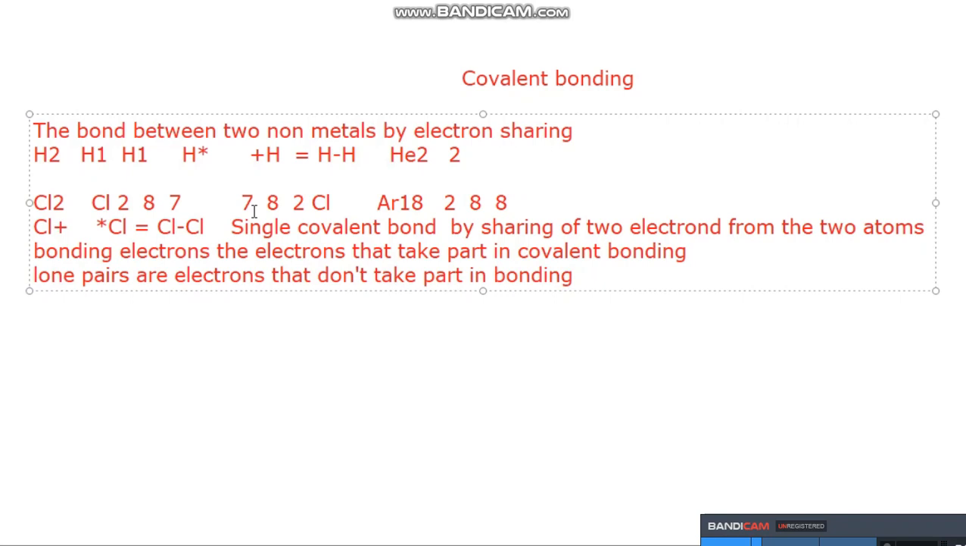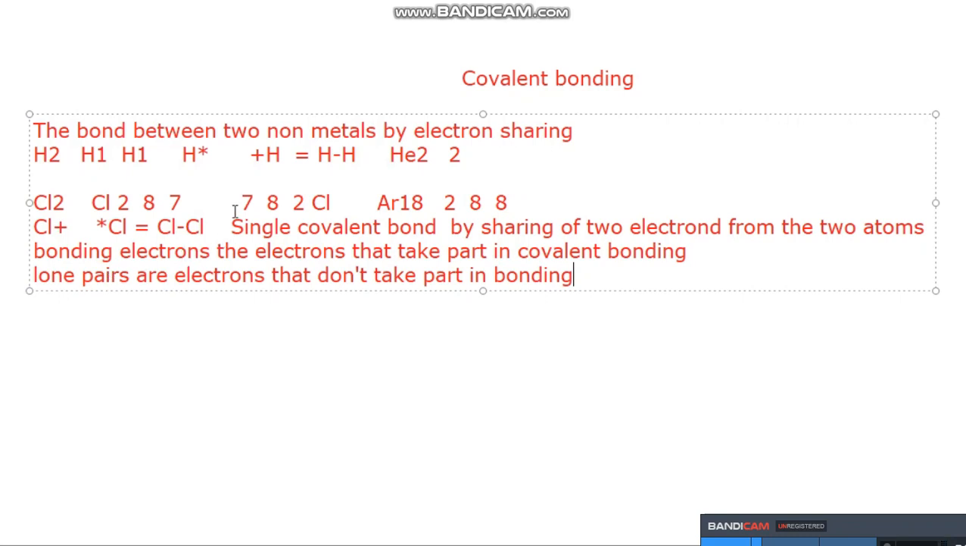So we have here 7 electrons from each atom. One of them will take part in the reaction, in bonding. So it will be called a bonding electron. Okay, so we have here 2 bonding electrons from both atoms. What about the other 6? The other 6 are called what, Lice? Lone pairs.